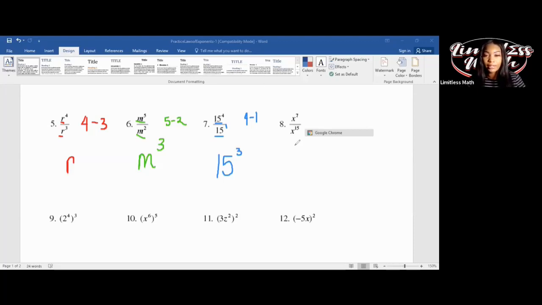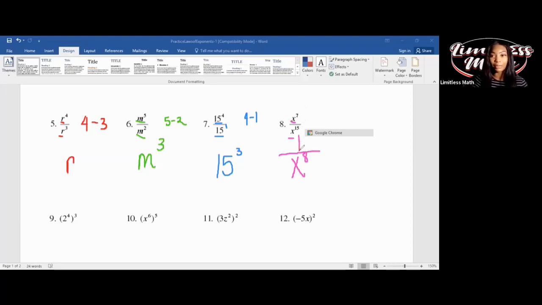Number 8, do we have the same base? Yes, we're dividing. So we need to subtract the exponents. Now let's pay attention here. 15 is the bigger one, it's on the bottom, right? 7 is on top. So if we did 7 minus 15, we would get a negative number. But we don't want to do that. So what we're going to do is just know that the bigger one is on the bottom. So this answer needs to be on the bottom of the fraction as well. And 15 minus 7, you get an 8. So there's 8 left over on the bottom.